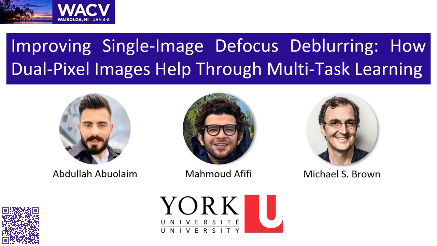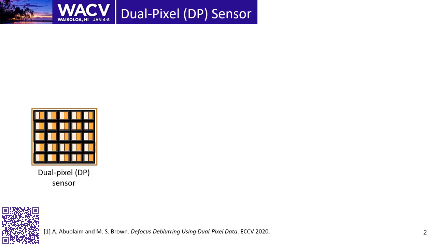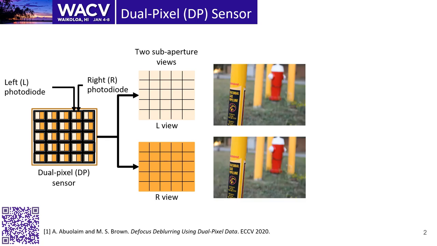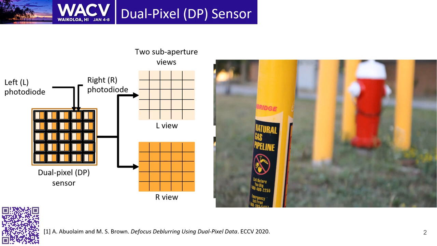First, let me describe the dual pixel or DP sensor. A DP sensor, which is common in smartphone cameras, provides two photodiodes at each pixel location as shown here. By creating images from the left and right photodiodes, we obtain two sub-aperture views at single image capture. These views exhibit a difference that is correlated to the amount of defocus blur.